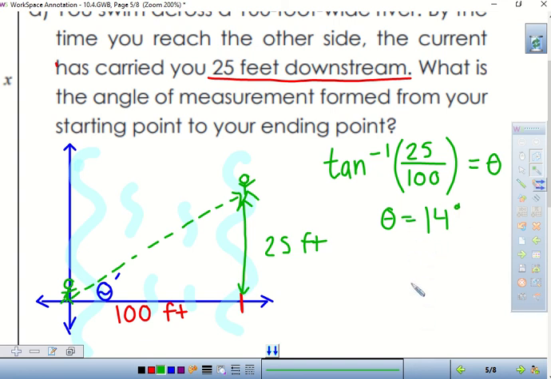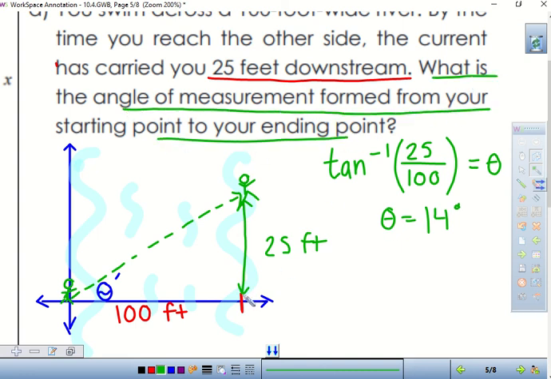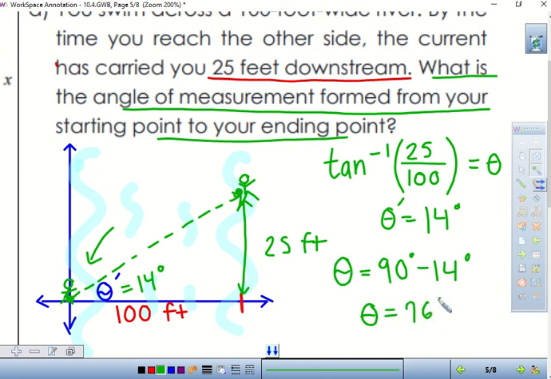So this is part of the answer, but we have to be careful here. Because they said, what is the angle measurement formed from your starting point to your end point? This is my start point. This is my end point. That's 14. But they didn't ask which angle. Isn't there another angle here too? This angle right here. Any ideas on how we could find that other angle? Good. So we can call this one theta, we'll call this one theta prime, theta equals 90 degrees minus 14 degrees, which gives me theta equals 76 degrees.